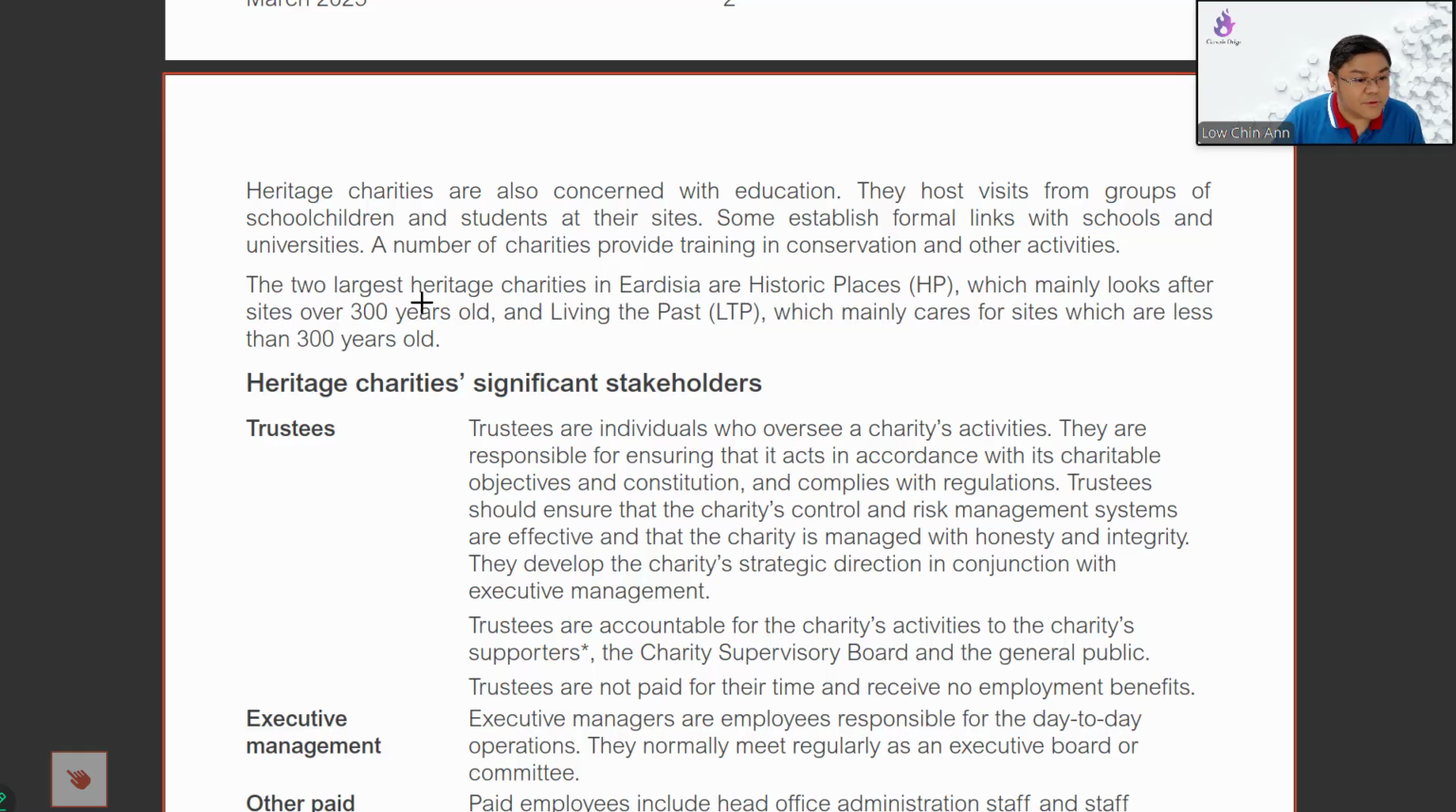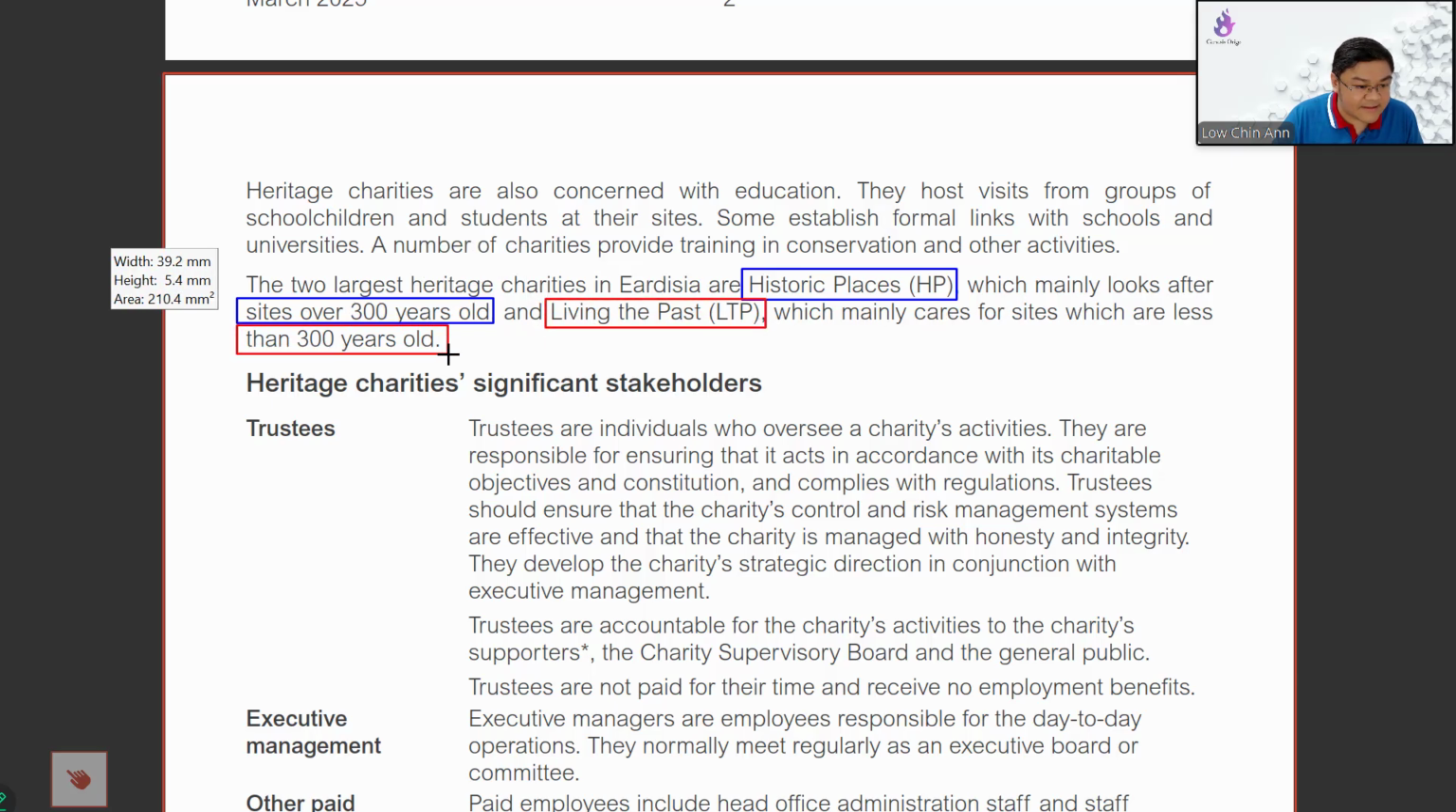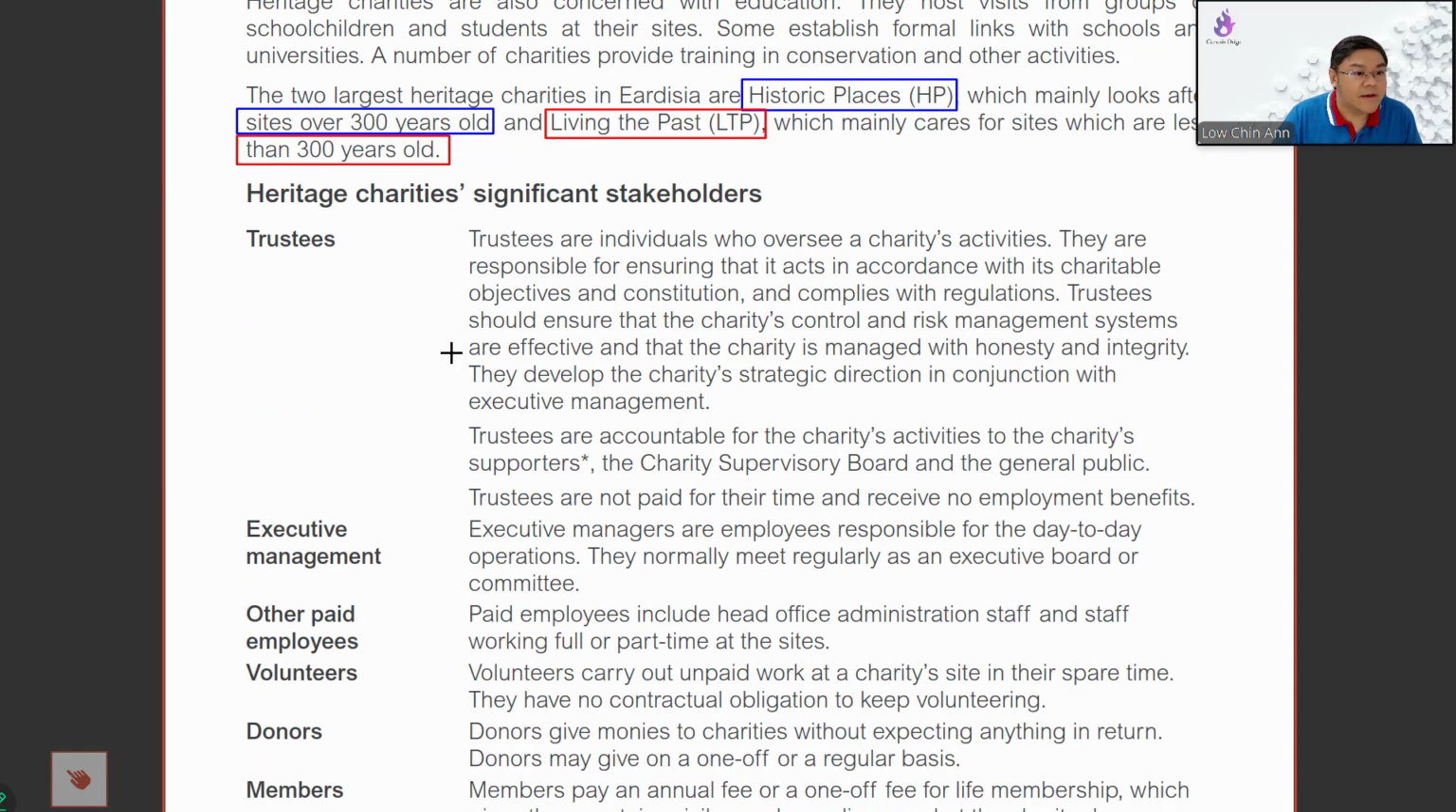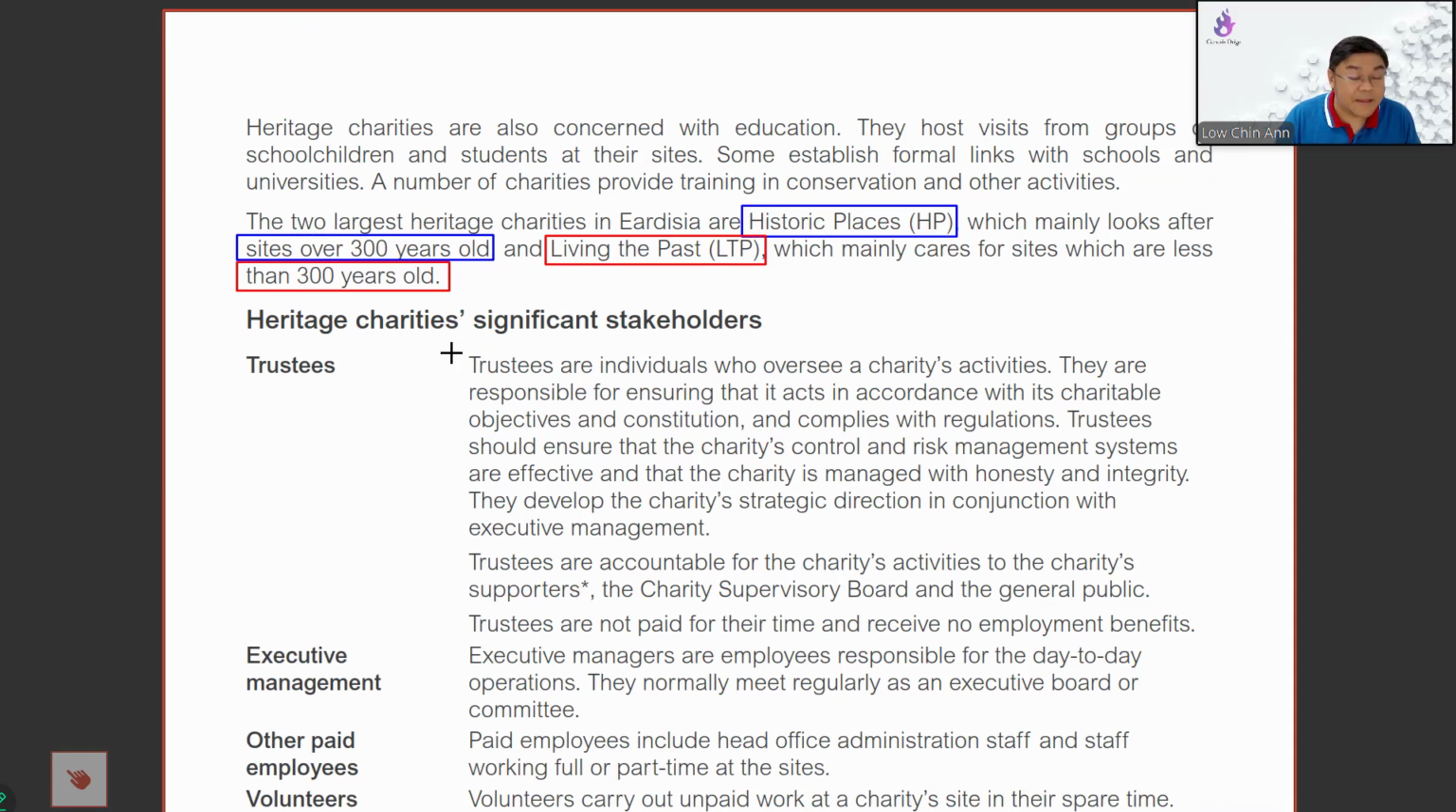So the two largest charities in Rhodesia are Historic Places, which is the company that we are now looking at, which mainly looks after sites that are over 300 years old. And then there's another one called Leaving the Past, which cares for sites that are less than 300 years old. Okay, so that's basically the main distinction between HP and LTP.